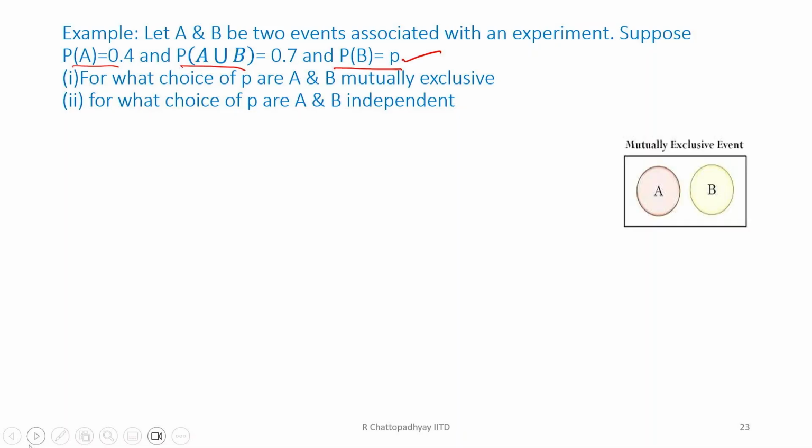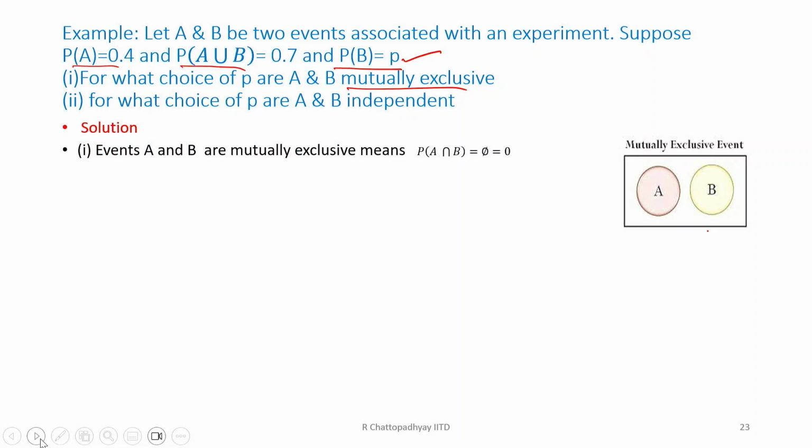So mutually exclusive events is represented by this diagram. Now the solution, first case, events A and B are mutually exclusive. So P(A intersection B) is going to be basically 0. There is no common area between them.